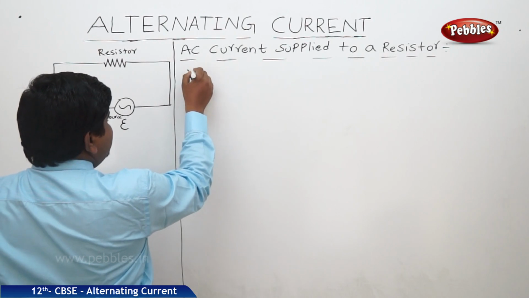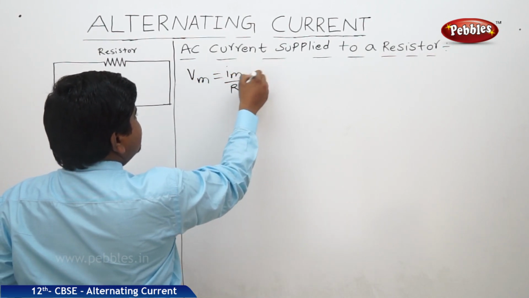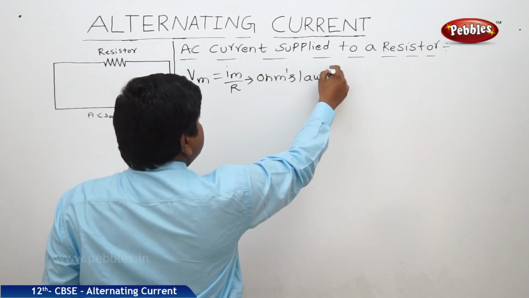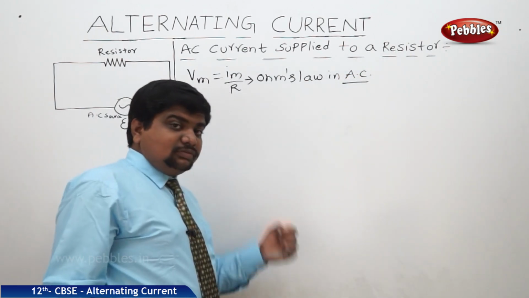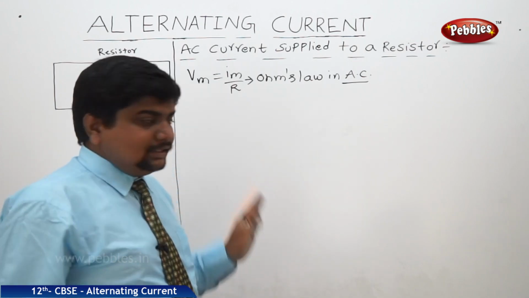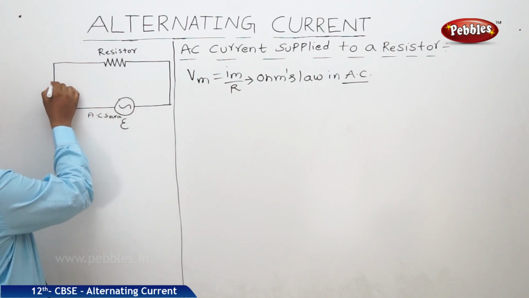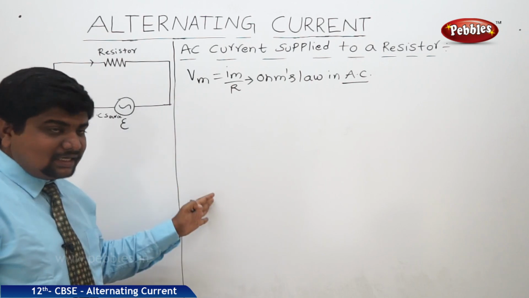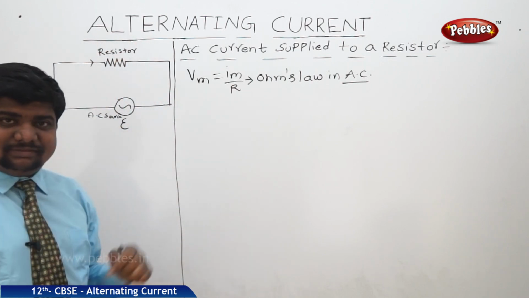Now we got one equation, Vm is equal to Im R. This is Ohm's law in AC current. So Ohm's law is valid for DC currents as well as AC currents. Now we will check whenever an alternating voltage is passing through the resistor. Not only the voltage drop, not only the current, there is a possibility for the power consumption by the resistor.